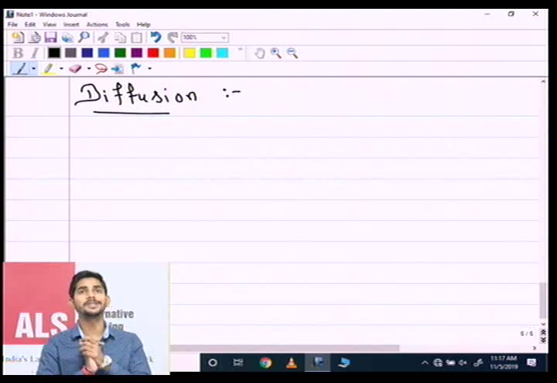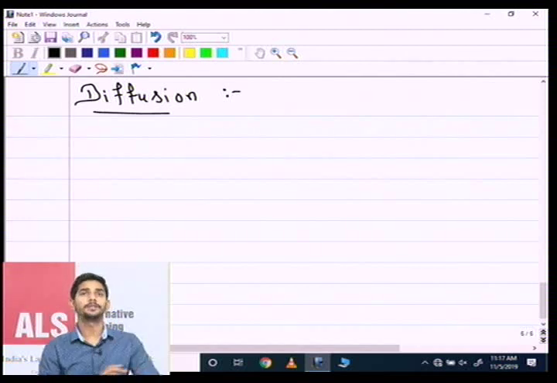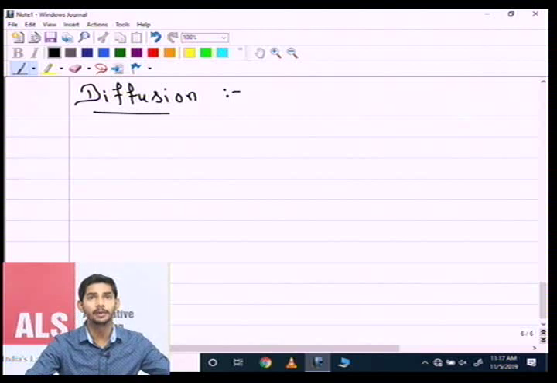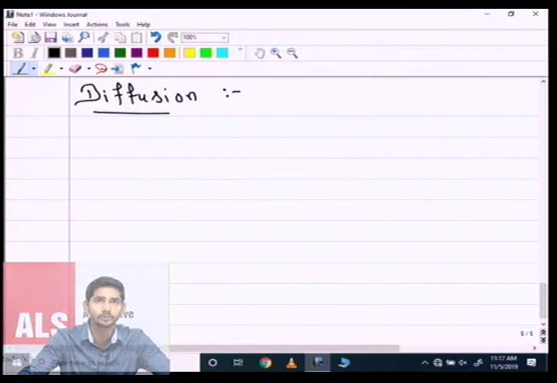If I talk about the basic definition that we have learned in lower classes, like 8th, 9th or 10th, diffusion is nothing but intermixing of particles on its own. Means without any external help, the intermixing of particles is known as what? Diffusion. I'm sure you have already read a statement which says that diffusion is the movement of particles from higher concentration to lower concentration.